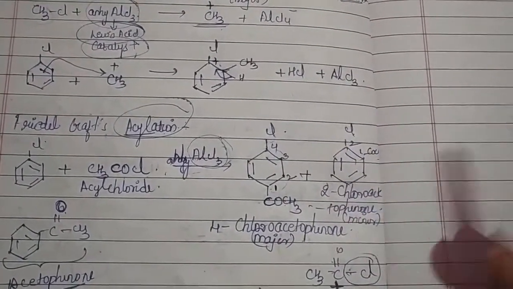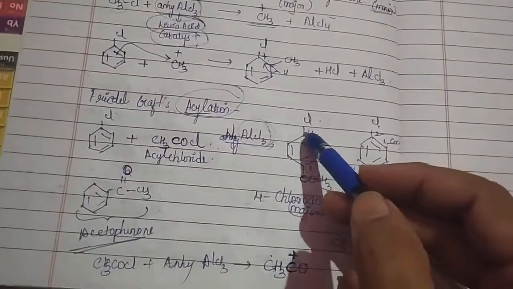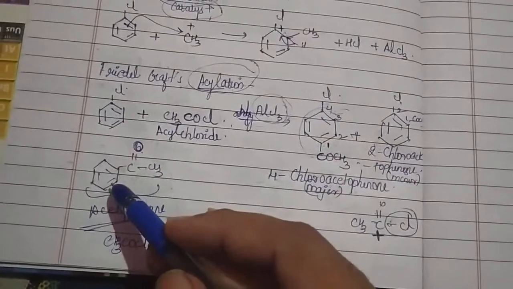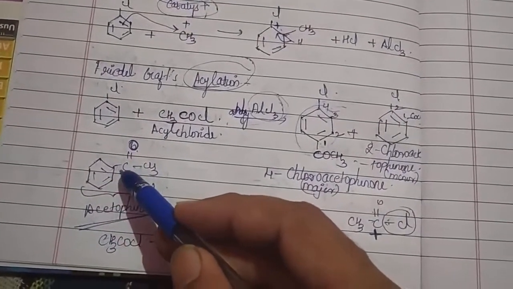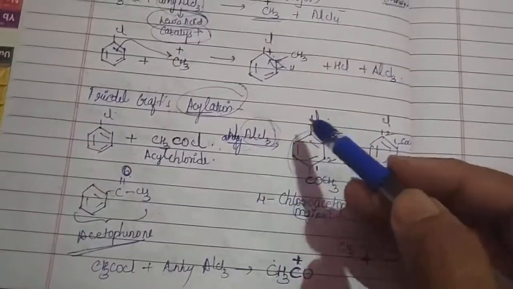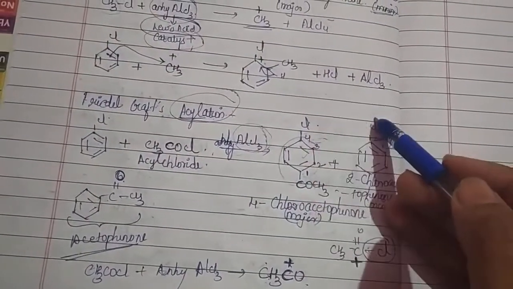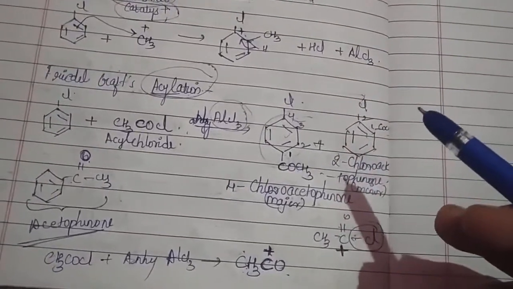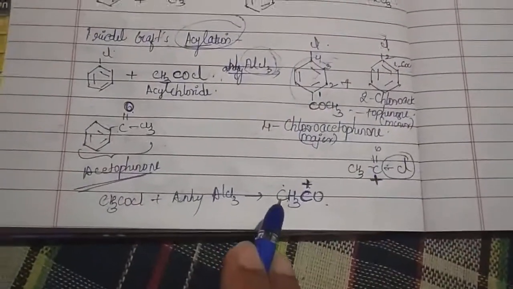4-chloroacetophenone and 2-chloroacetophenone. Here we have taken our parent chain as acetophenone. Acetophenone means the benzene ring attached to a COCH3 group, so it is called acetophenone. In that case, whatever halogens are there will act as the respective substituents.